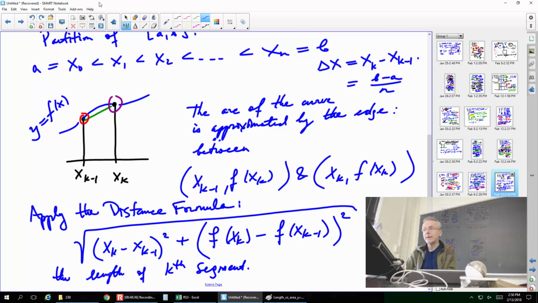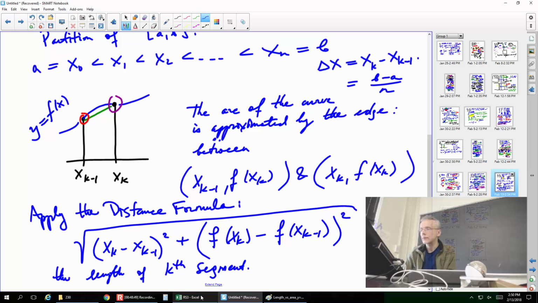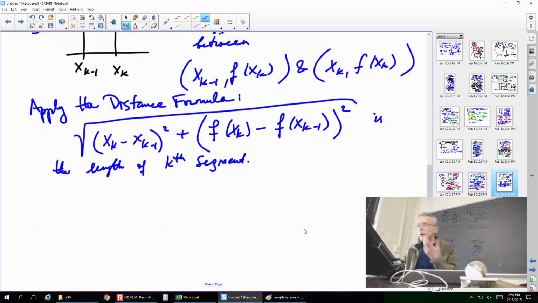of which we have n segments, right? If you take a look at our picture here, it certainly is clear that these are the edges. And you can also see that if we have enough approximations, it definitely looks like a curve. So the length of a kth segment is this. So the total is the sum of these. The total approximate. I'm out of time, so we'll just finish it tomorrow.